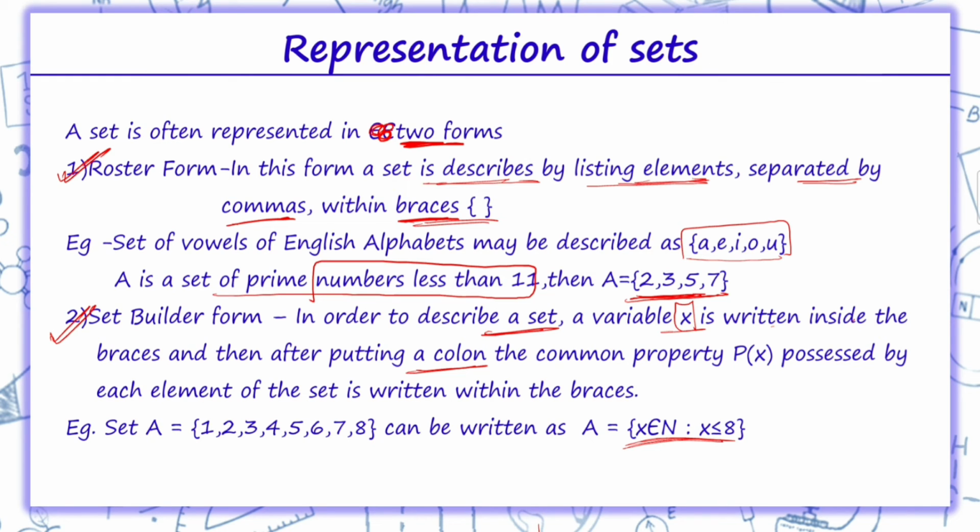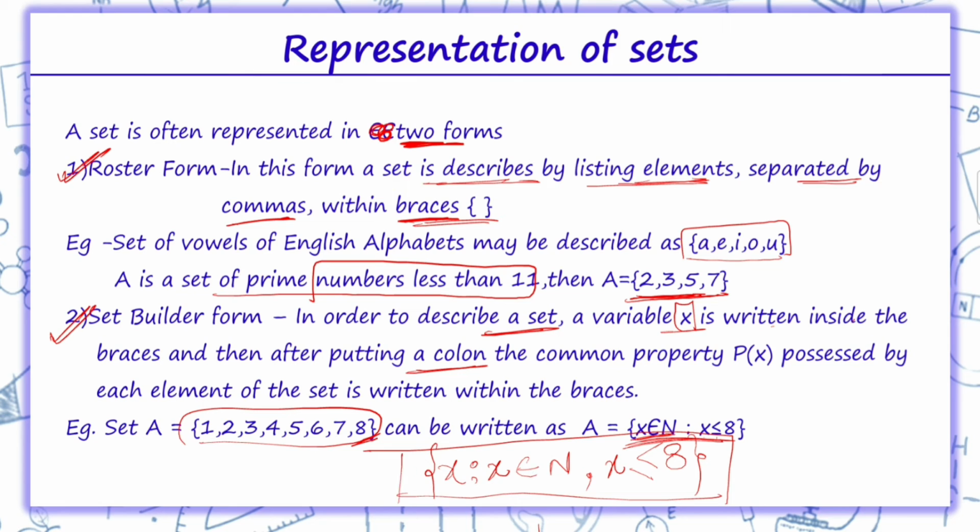So this set A will be written as x belongs to natural numbers such that x is smaller than or equal to 8. Or we can write it like this also: x such that x belongs to natural numbers, comma, where x is less than or equal to 8. When we write them in word format, that is set builder form. But when they are written in numeric format, separated by commas, or in alphabetic format separated by commas, with no theory written, that is roster form.